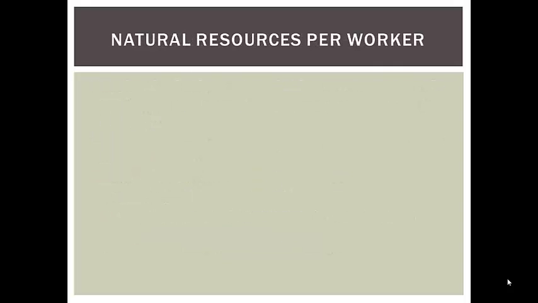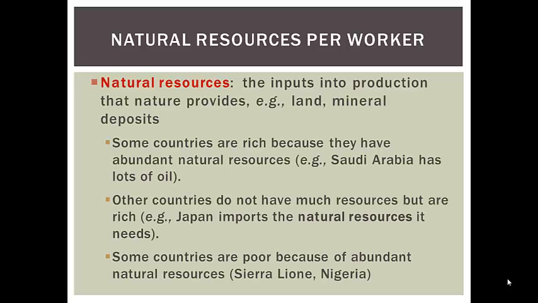Another thing that affects productivity is natural resources. When it comes to natural resources, it's not that straightforward. Natural resources are those inputs into production that nature provides, whatever Mother Earth created. It's the plants, mineral deposits. So why is it not that straightforward? Well, some countries are rich because they have abundant natural resources, such as Saudi Arabia, which has a lot of oil and is a pretty rich country. So natural resources can help countries achieve a higher standard of living.